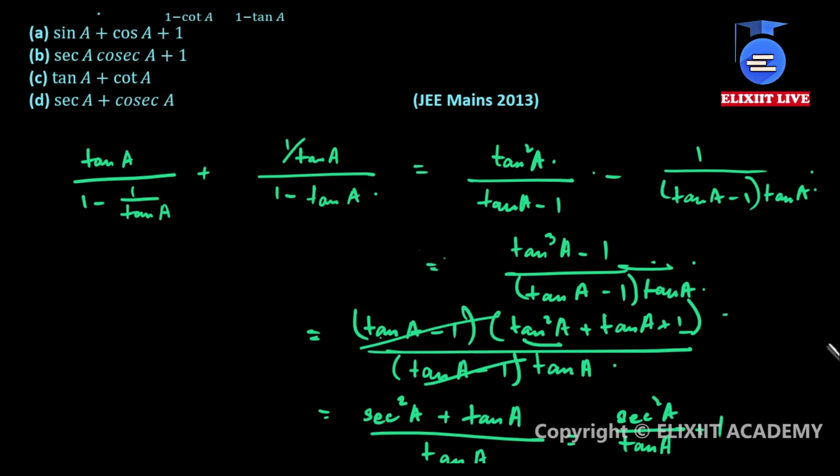So now you all can clearly see from here, option B is the right answer. Break this sec square A, you are getting sec square A, and 1 by this particular tan A. You will see the certain cancellations, and option B will be the right answer. Those who have said option B, I think only 2 or 3 of you have answered option B. B is the right answer.